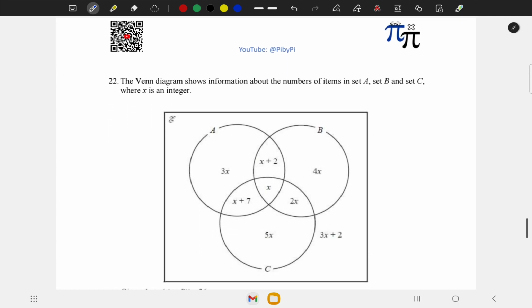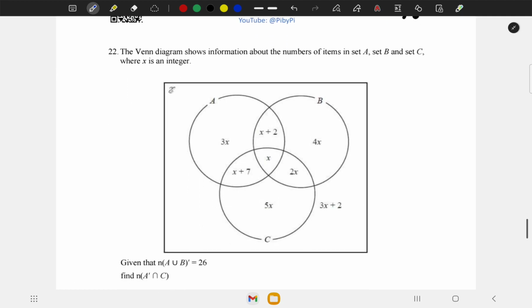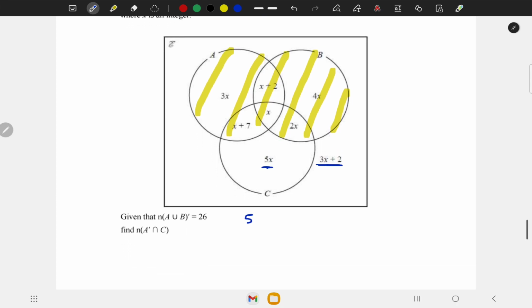The Venn diagram shows information about the numbers of items in set A, set B, and set C, where x is an integer. Given that the number of elements in A union B complement is equal to 26. So first, let us identify what A union B complement refers to. If I'm looking at A union B, I'm looking at everything that is in A and in B. But because I'm being told it is the complement, it means I'm left with these things over here. So it is telling me that 5x plus 3x plus 2 is going to equal 26.